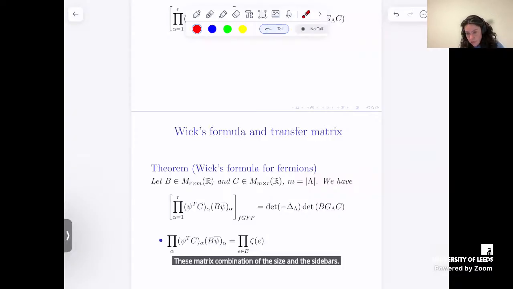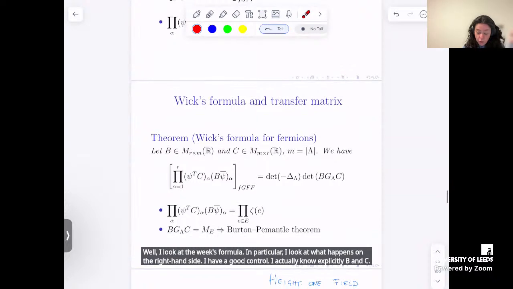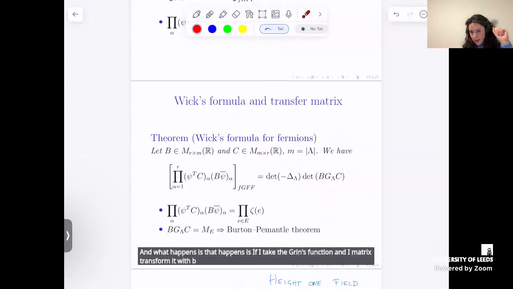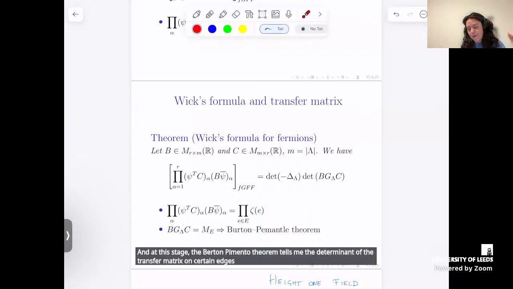And how do I conclude? Well, I look at Wick's formula. In particular, I look at what happens on the right-hand side. I have good control. I actually know explicitly B and C. And what happens is that if I take the Green's function and I matrix transform it with B and C, I get exactly the transfer matrix. And at this stage, the Burton-Pemantle theorem tells me the determinant of the transfer matrix on certain edges is exactly the probability that the UST contains the edges of E.